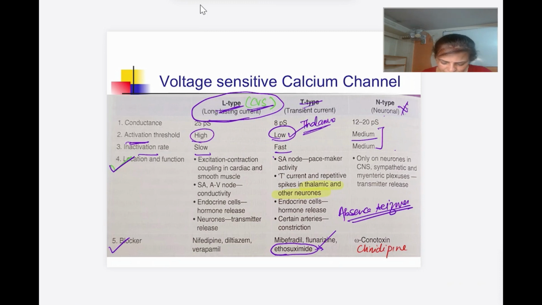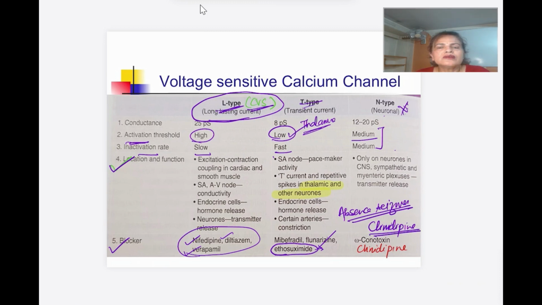So you can see among the drugs, in dihydropyridines you have nifedipine. Then phenylalkylamine, verapamil, and benzothiazepine, diltiazem. All the three are there. And there is one dihydropyridine which blocks the L type, and along with the L type it also blocks the N type of channel. That is cilnidipine.